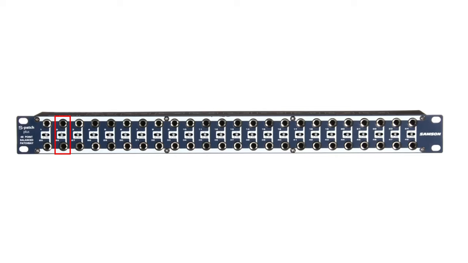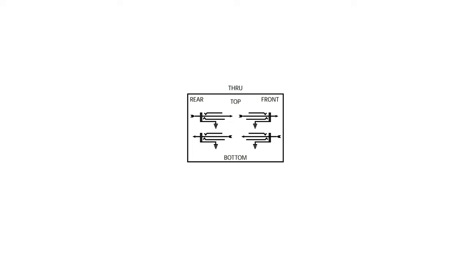Think of each vertical pair of jacks on the patch bay as a module. There are three general modes, and the mode you choose will determine how that module will function. The first and most basic mode is thru mode. This means that the top jack on the rear will simply flow to the top jack on the front, and the bottom jack on the front will simply flow to the bottom row on the back. In this mode, the top and bottom jacks work independently.